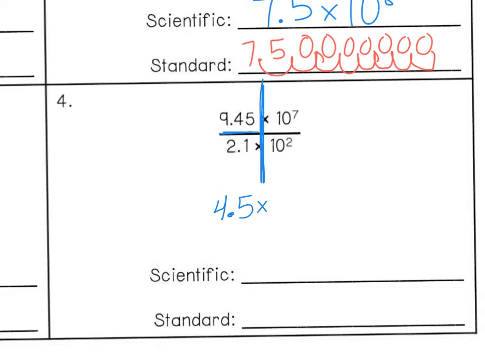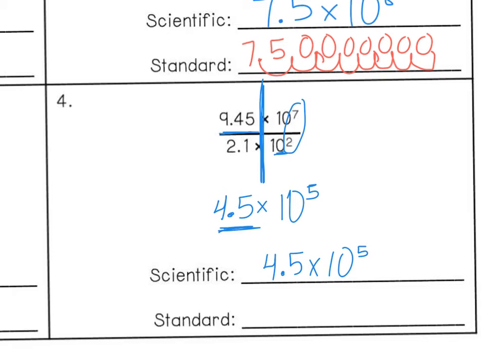times, and remember, for our quotient rule, we keep our base. Our base is 10, and we are going to subtract your exponents. So 7 minus 2 is 5. 4.5 times 10 to the 5th power. Is our coefficient between 1 and 10? 4.5 is between 1 and 10. So we have correct scientific notation.